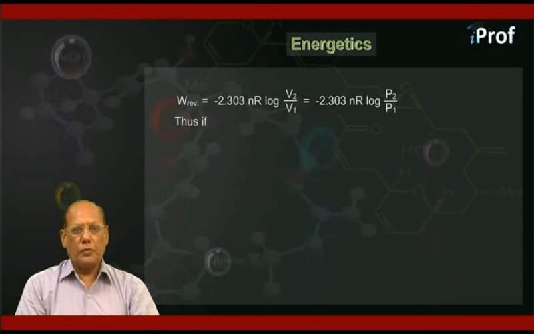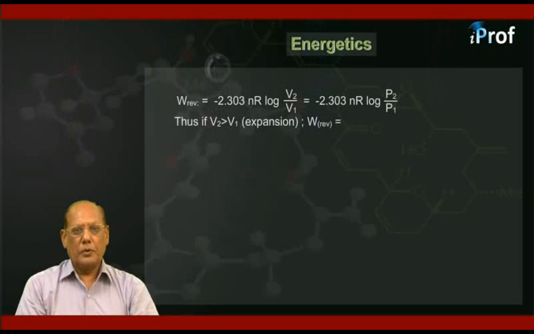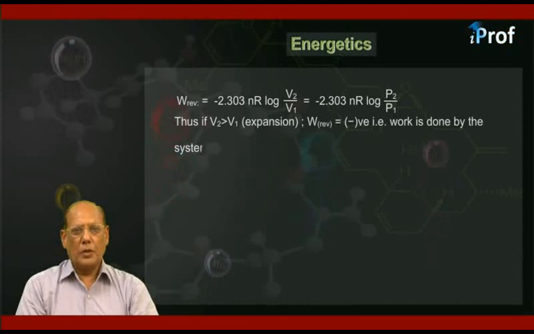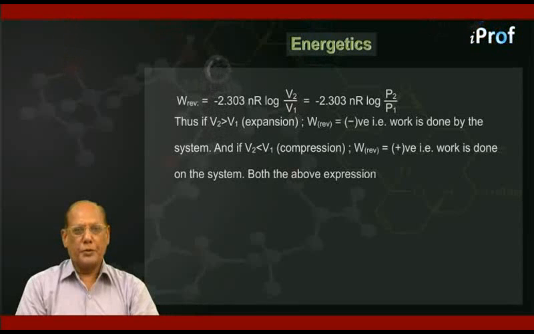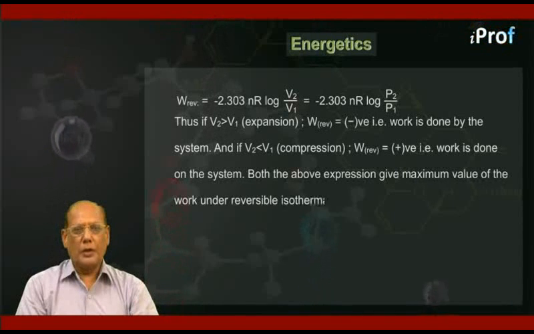Thus, if V2 is more than V1, that is expansion, then W reversible will be a negative quantity, that is work is done by the system. And if V2 is less than V1, it's compression. Therefore, W reversible will be a positive quantity, that is, now work is done on the system. Both the above expressions give the maximum value of the work under reversible isothermal conditions.